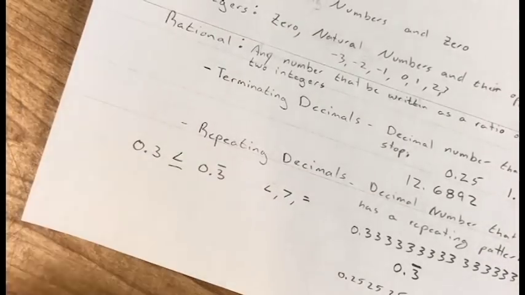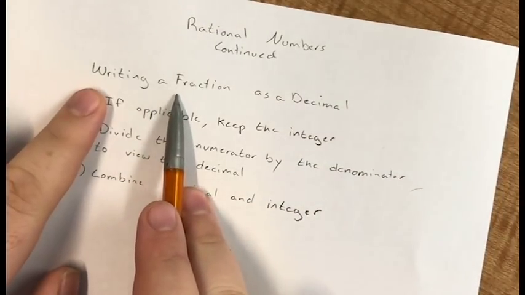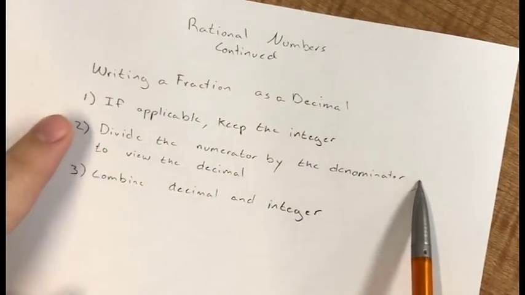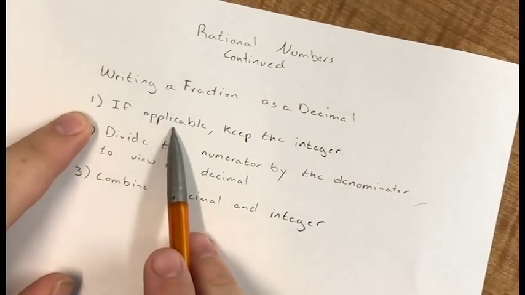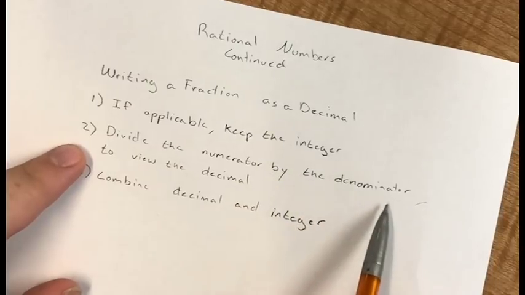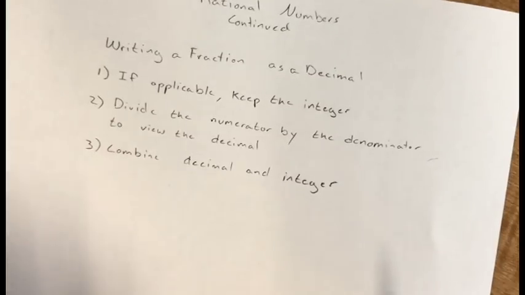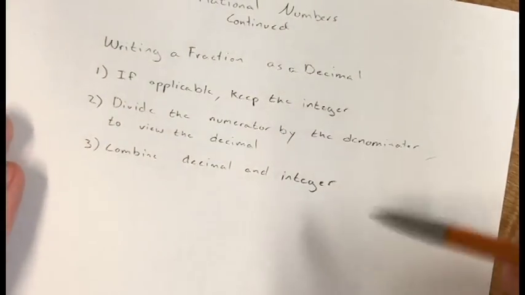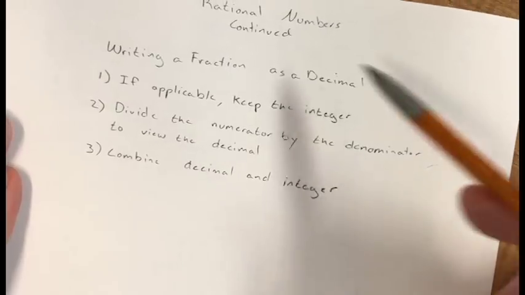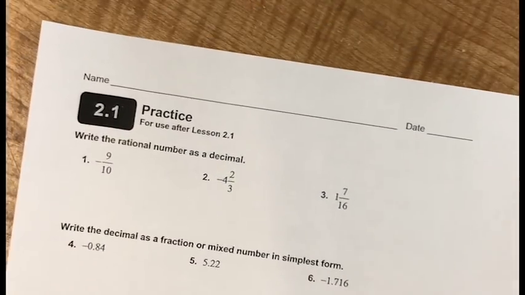Just something to keep in mind. All right, so let's go through some rules, because what we're about to do now is take a fraction and write it as a decimal. So it says this: if applicable, keep the integer. Two, divide the numerator by the denominator to view the decimal. Three, combine decimal and integer. All right, so we'll walk you through it in just a second, all right? But this is how we go from a fraction to a decimal. So let's just look at the next page, okay? And just keep this in mind.